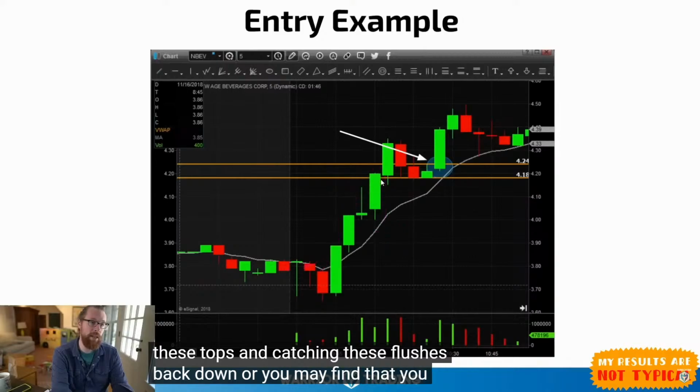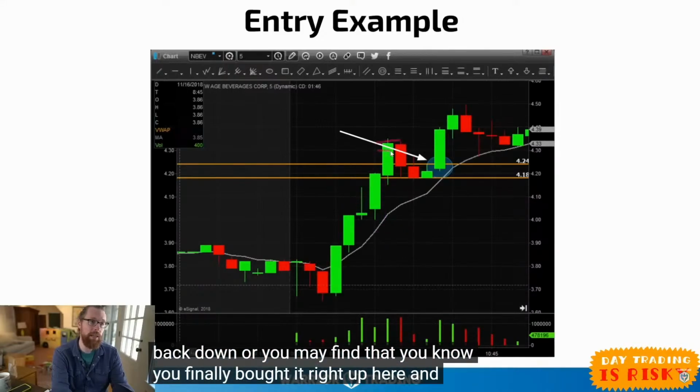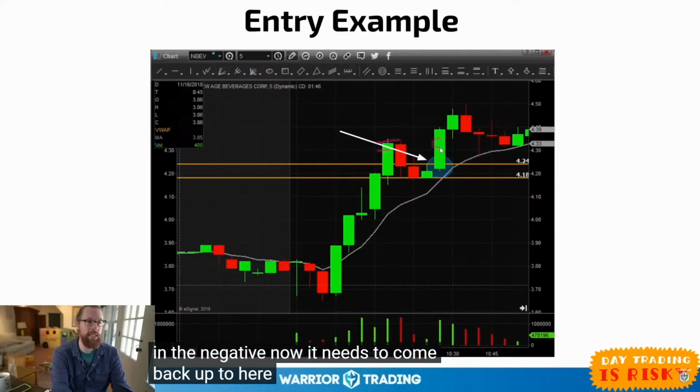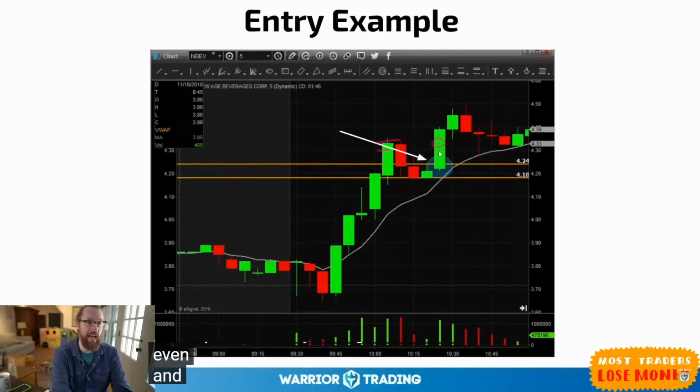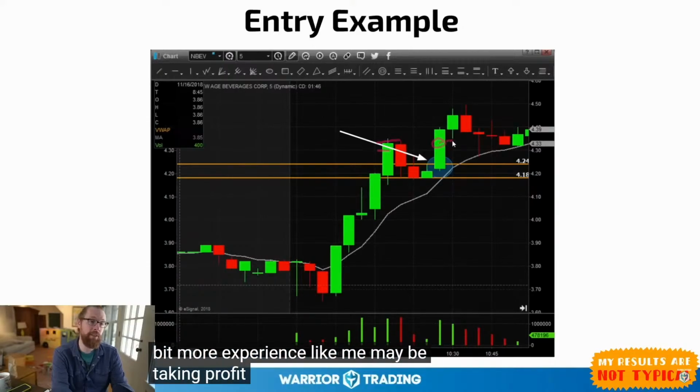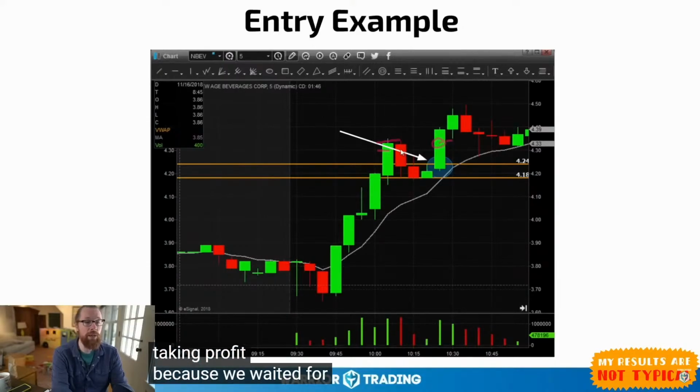Or you may find that you finally bought it right up here, and then when it's pulling back, you're now in the negative. Now it needs to come back up to here for you to get out break even. And that's where a trader with a little bit more experience like me may be taking profit, because we waited for the pattern to form.